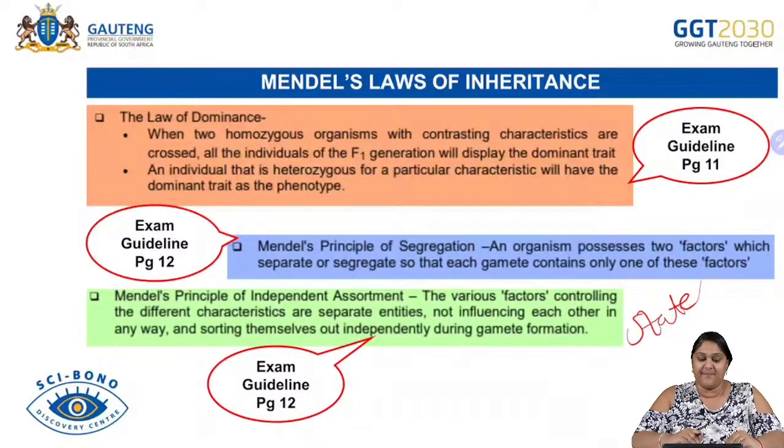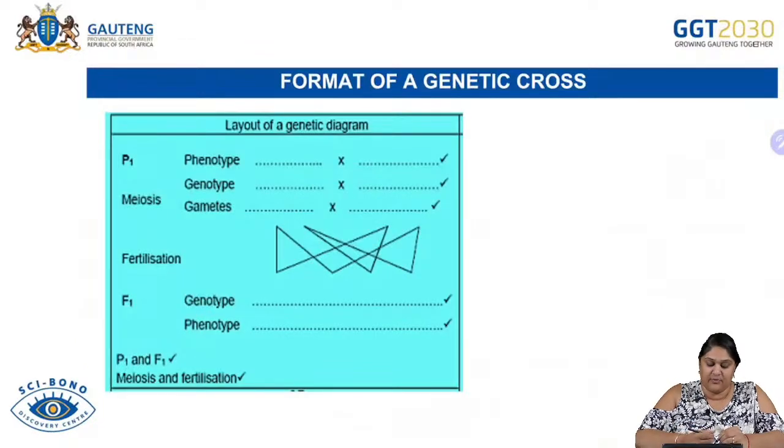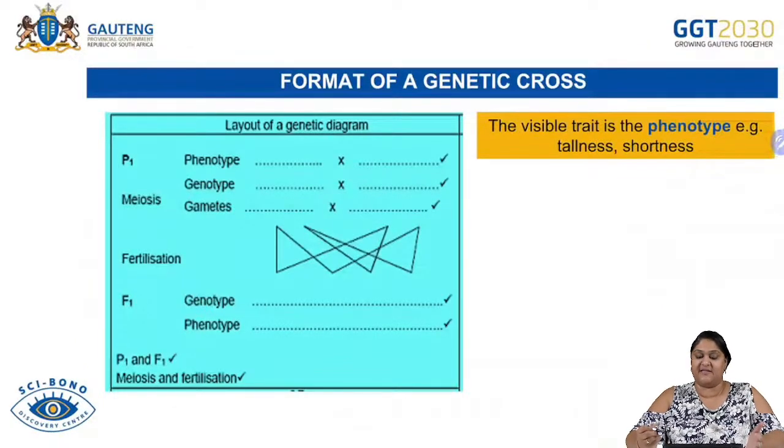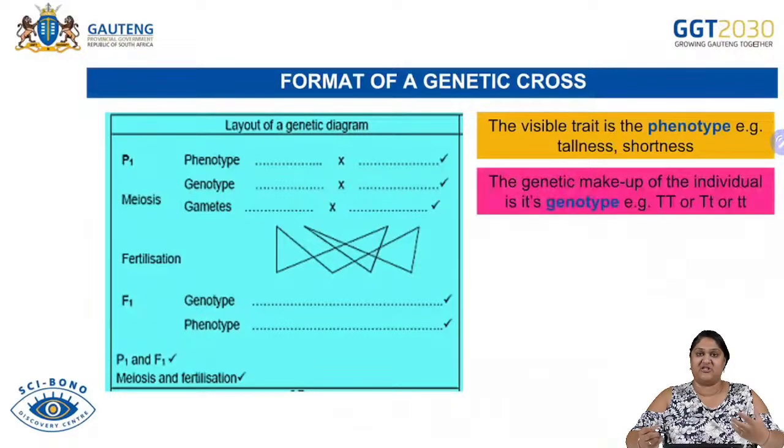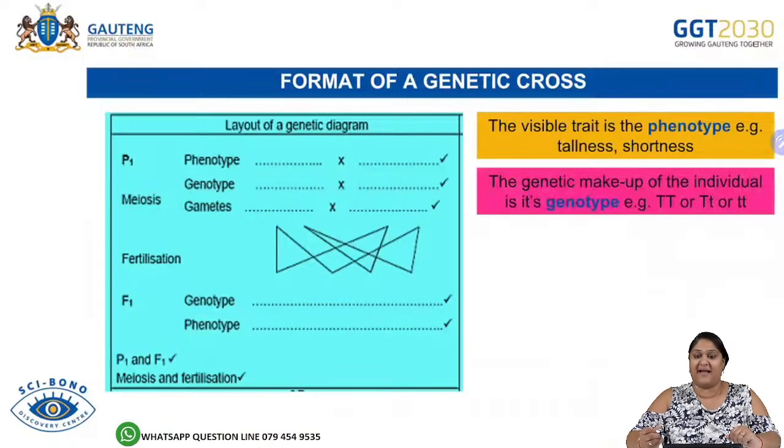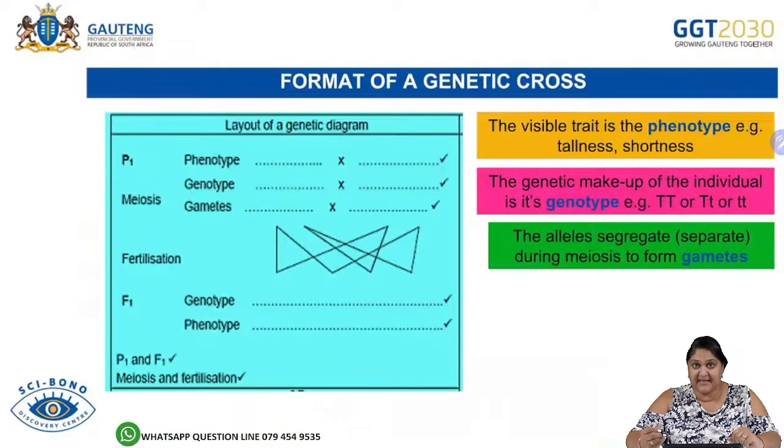So this is the recipe. This is your template, or your recipe, of the layout of your genetic diagram. Please make sure you know it, okay? We have the P1 phenotype, and we should know by now that the visible trait is the phenotype, for example, tallness and shortness. The genotype is the genetic makeup, so these are the alleles that are coding for that gene. And then we have meiosis taking place, and now we can apply the law of segregation, right? That's the law that I mentioned earlier, where the alleles are going to separate during meiosis, and we are going to form gametes, okay?